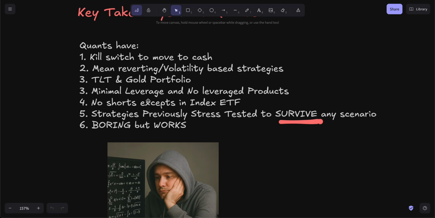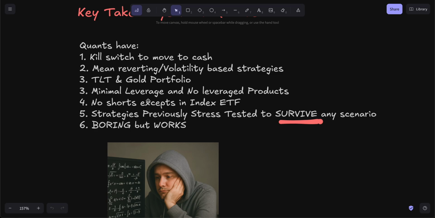They also don't do any shorts in stocks because of the margin requirement issue, except on the index ETF, and that's what mean reverting strategies do. They do longs and shorts on the index ETFs. The strategies are previously stress tested to survive any scenario. So we are feeding into the model all kinds of crazy volatile movements to understand how the model performs and whether the strategy will survive this scenario.